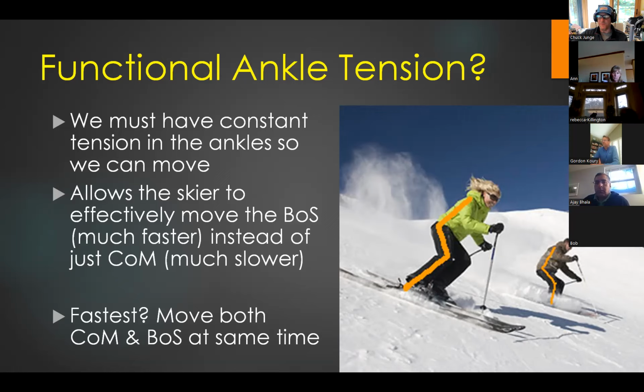I would say that's probably mostly true. They brace off the back of the ski boots, and they're not really using their ankles that much. We see this all the time, right? And of course, the fastest is if we can move both the center of mass and the base of support at the same time. So we can move one like this. We pull the skis underneath us and move our center of mass forward. But again, that's all required by that ankle tension. We have to have ankle tension.